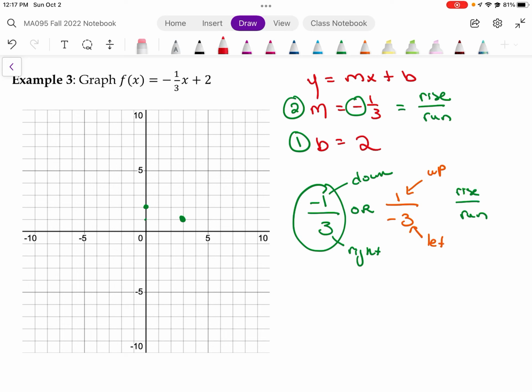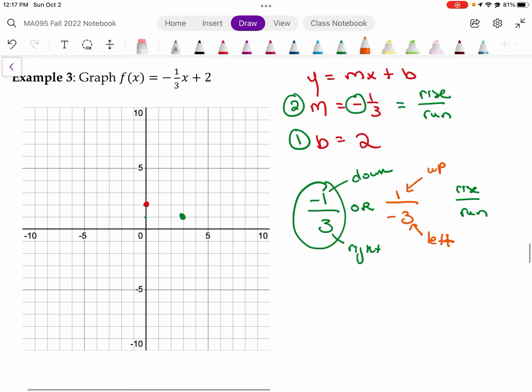Let's make the original one red. All right, so we're going to go left and up. Start with up. It doesn't really matter, but I'm going to start with up. So I'm going to go up 1 and then left 1, 2, 3, to right there.